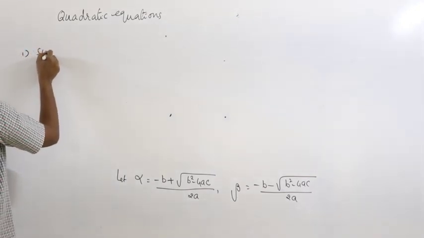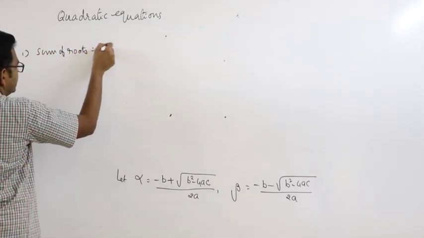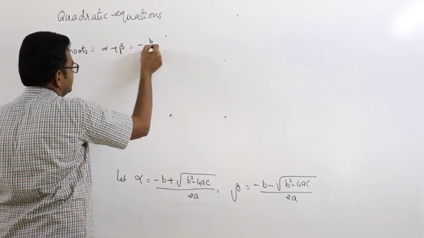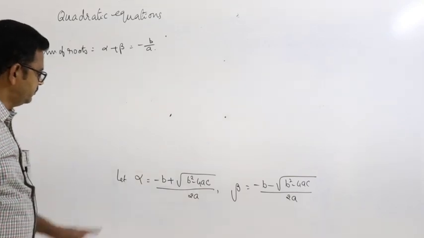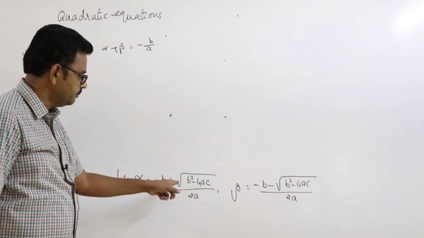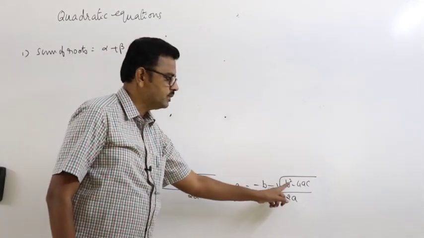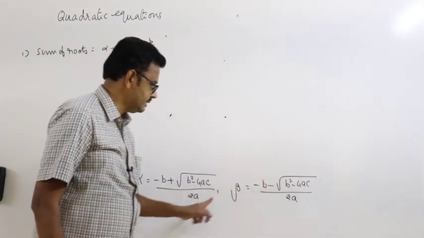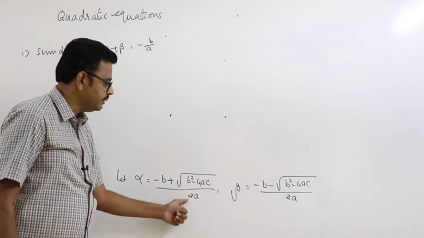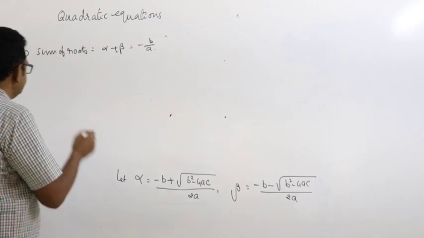Sum of the roots, that is alpha plus beta is equal to minus b by a. If you add alpha and beta, plus root of b square minus 4ac and minus root of b square minus 4ac get cancelled. Minus b minus b is minus 2b by 2a, 2 gets cancelled, that is minus b by a.